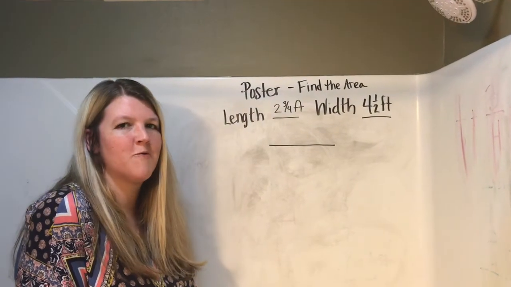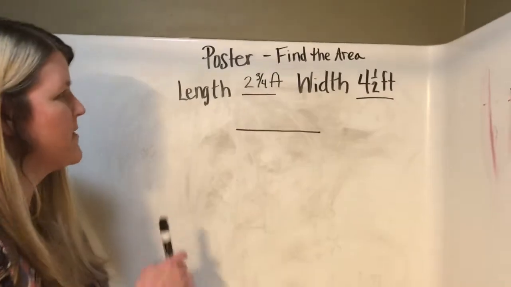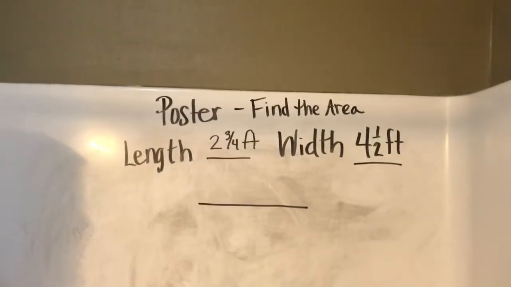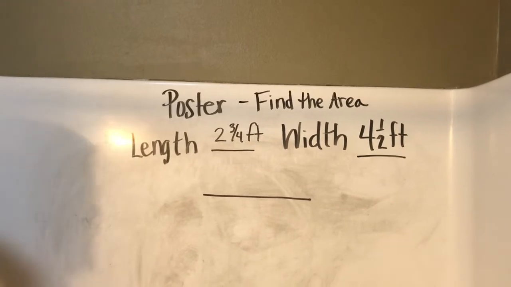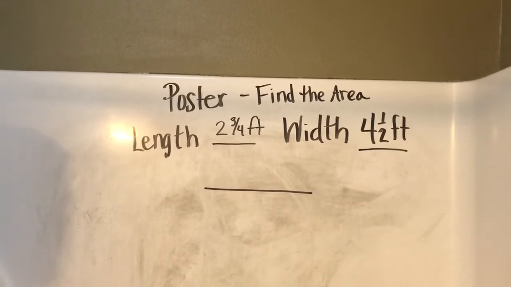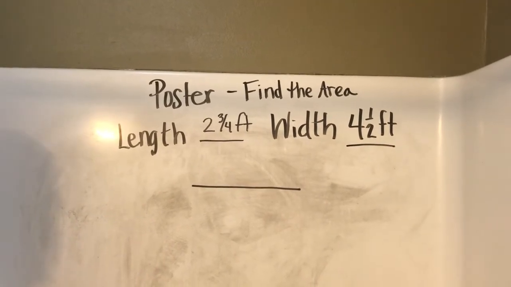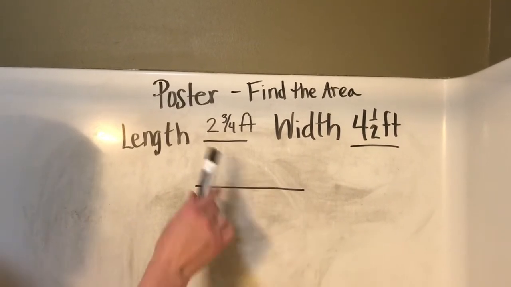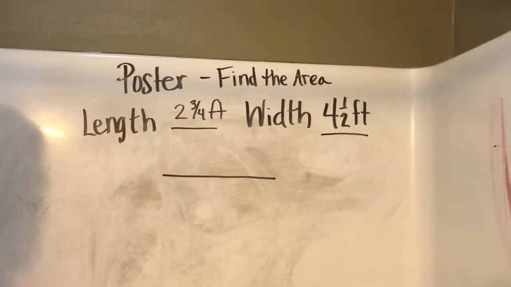For the next problem, we're going to find the area of a poster. So I have a length of 2 3/4 feet and a width of 4.5 feet. And we know that when we're finding the area, we multiply. Because we're multiplying with fractions, there's a couple of different ways that you can do this. But we know that when we're multiplying with fractions, we don't just want to multiply the whole numbers and then multiply the fractions and just put our answer together.